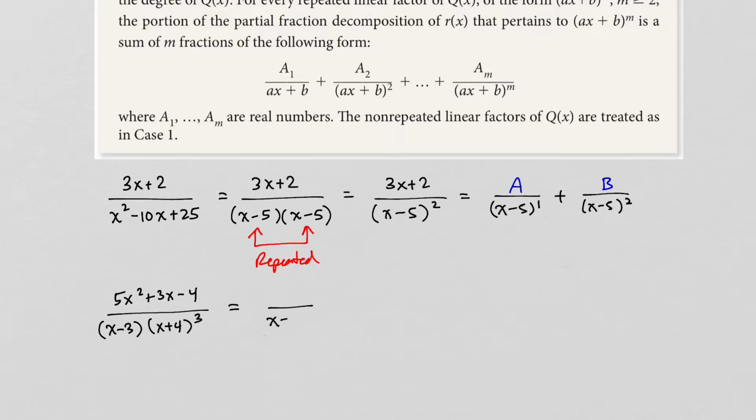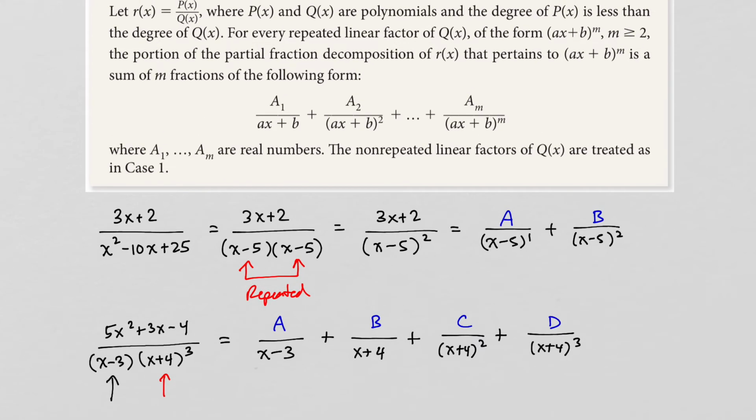Well, in the first fraction, we're going to have to represent the x minus 3 factor. In the next three fractions, we need to express the x plus 4 to the third power by putting x plus 4 to the first power, x plus 4 to the second power, and x plus 4 to the third power. And then in the numerator, you're going to have 4 constants that you need to find. So we'll call the first constant A, the second constant B, and then C, and then D. And then you would have to solve for these. So this is how you set up the partial fraction decomposition when you have repeated linear factors.